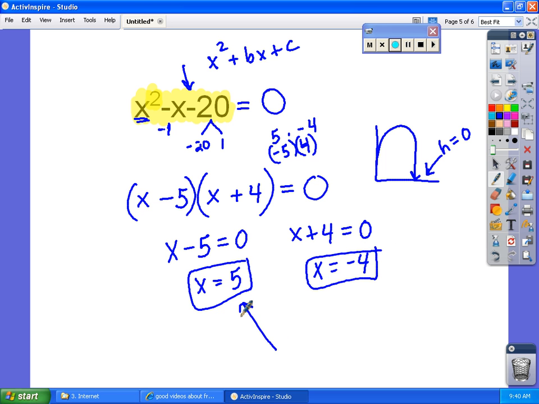So we know that as John jumps off the diving board, right over here, after 5 seconds, that's where he's going to hit the water. And that's your answer to the problem. I could cross that one off.